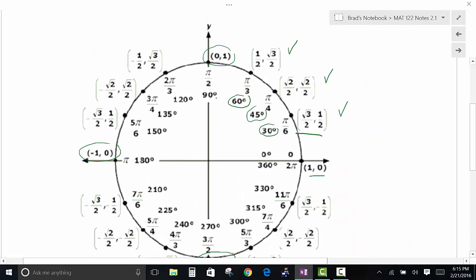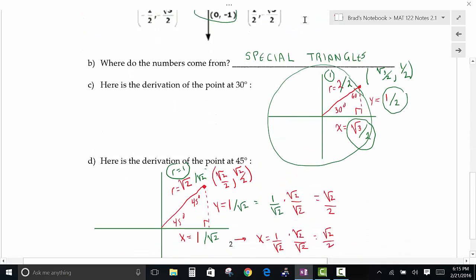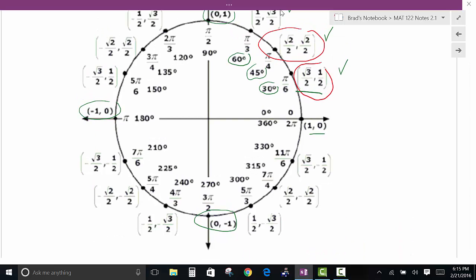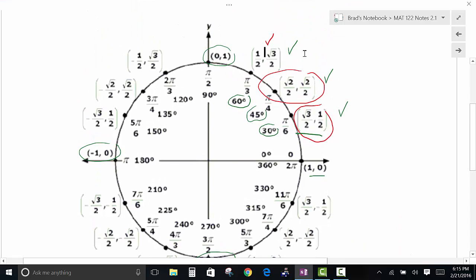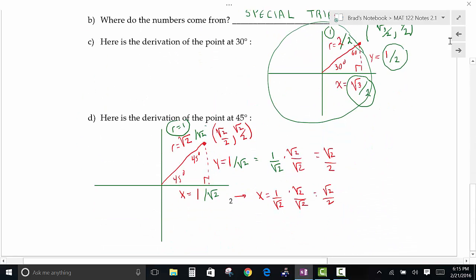So what I just showed you is the derivation of this point, and I showed you the derivation of the 30-degree one. The 60-degree angle is very similar to the 30-degree angle. So that is where all these points on the unit circle come from. It really is from those 30-60 triangles and the 45-45 right triangle.